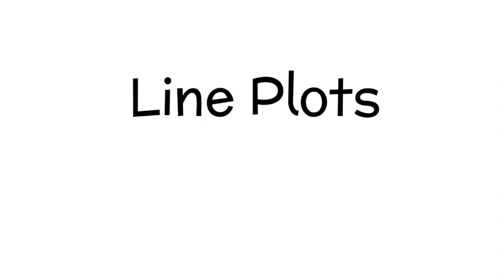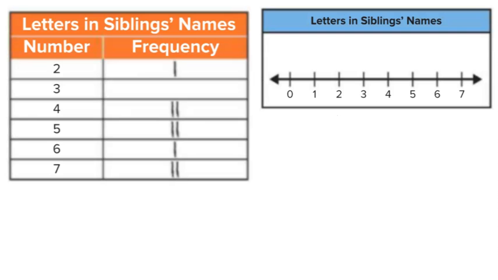Next, we're going to move on to line plots. So remember, a line plot is where you have those X's to show your data. In this example, this table shows the number of letters in siblings' names. So one person has a sibling that has 2 letters in their name. Nobody has a sibling that has 3 letters in their name. 2 people have a sibling that has 4 letters in their name, and so on. So we're going to take this information and put it onto our line plot using an X. The first number that we're looking at is 2.